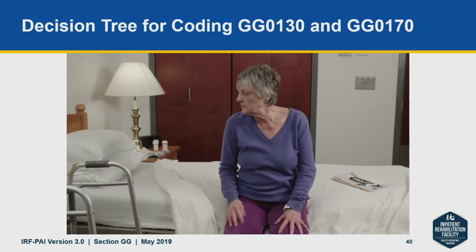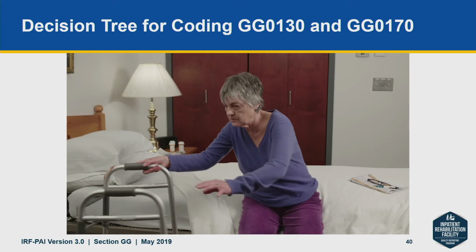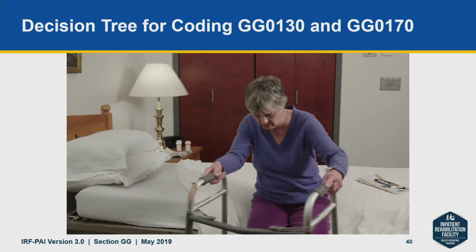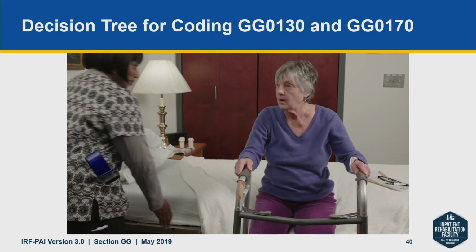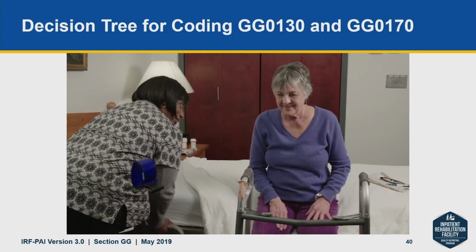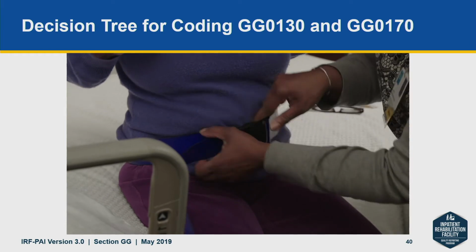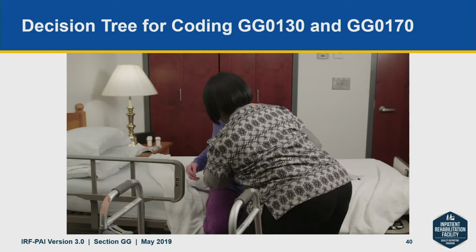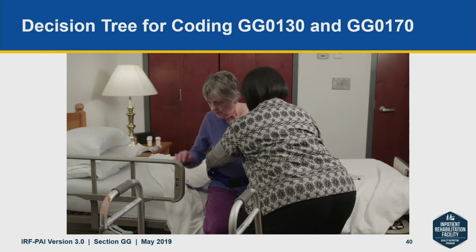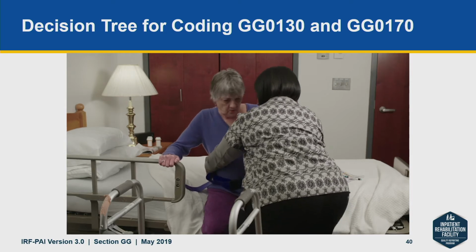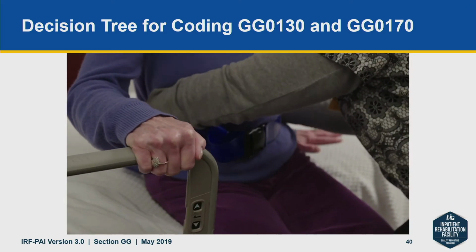In this scene, Mrs. Jones is sitting up on the side of the bed. She retrieves her walker and places it in front of her. Mrs. Jones: Oh, good morning. A helper raises the bed rail, secures a gait belt around her waist, and provides instructions regarding the transfer. One hand on the rail. You're going to put one hand on the bed. We're going to go on the count of 3, all right?